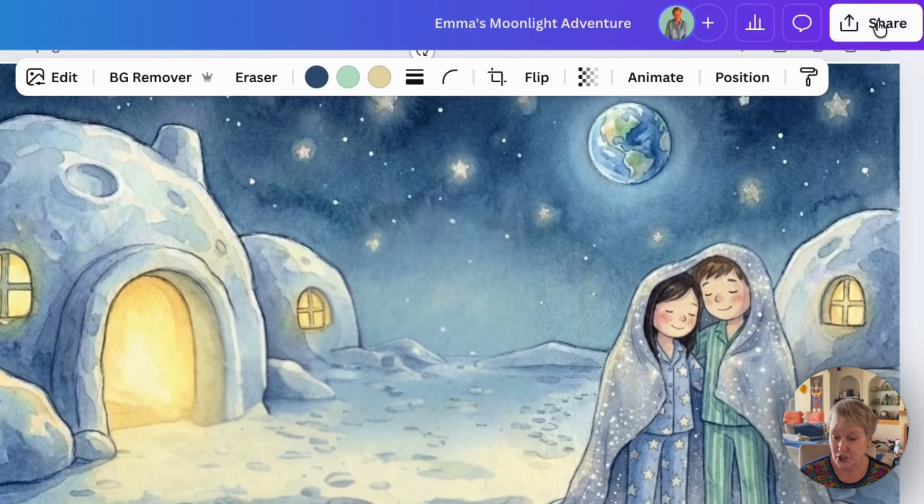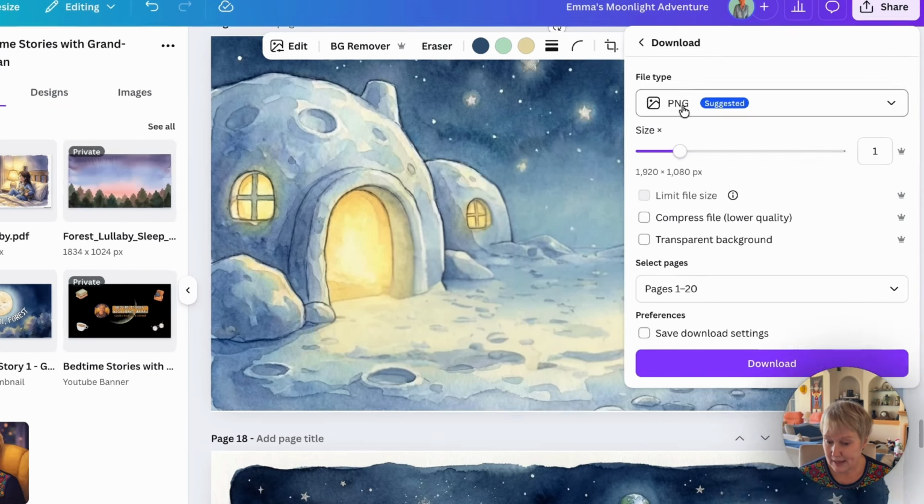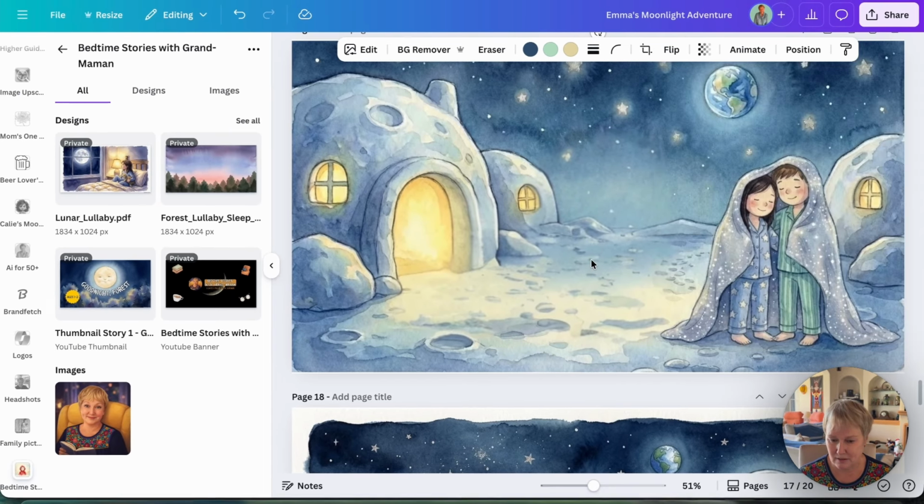Now I can share this. And when you share them, you download, and PNG is fine, and you send them all and they stay separated. So that's the beauty of it.